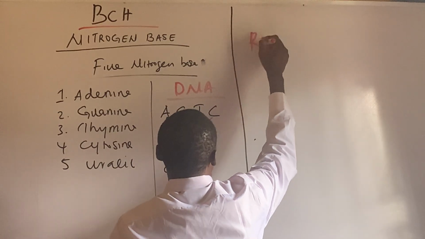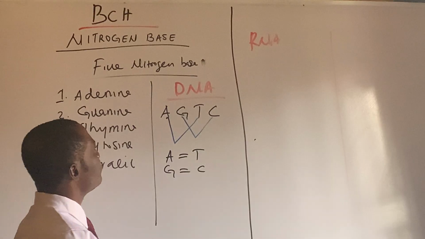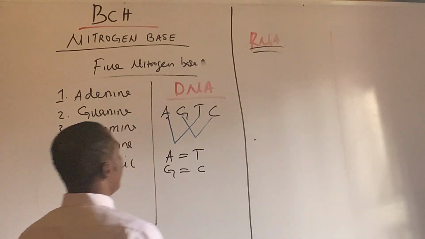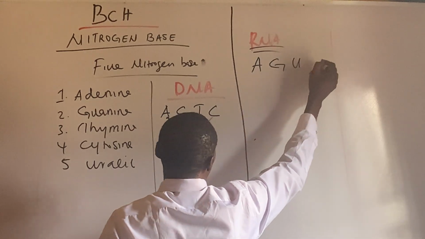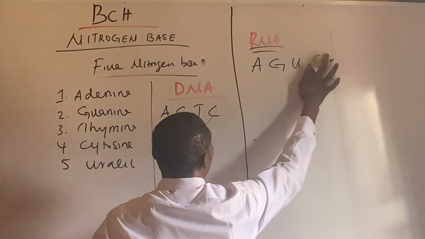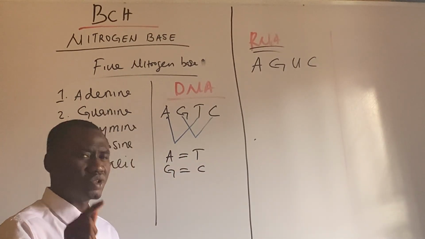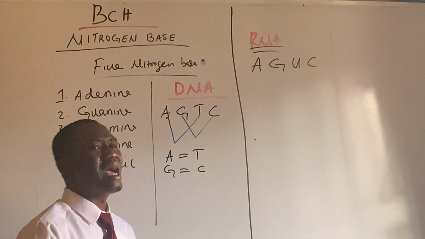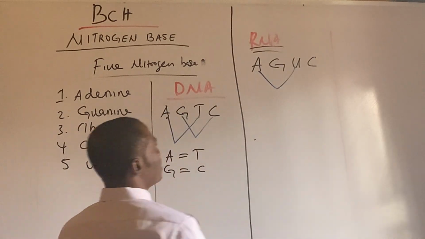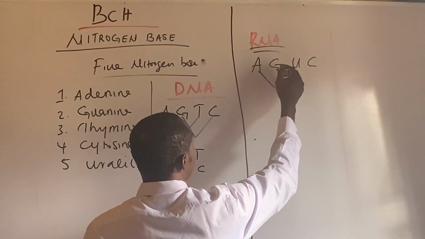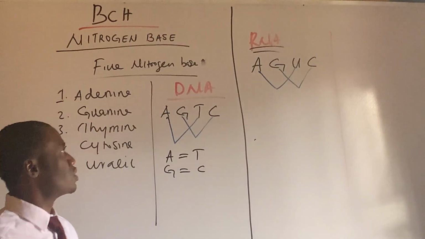Now, for the RNA, the nitrogen bases found inside the RNA are known as ARGO-C. Now, why do I call it ARGO-C? So that I'll be able to identify the base pairs. The A pairs with uracil, the adenine pairs with uracil, and guanine pairs with cytosine.